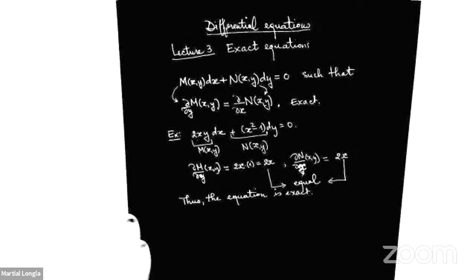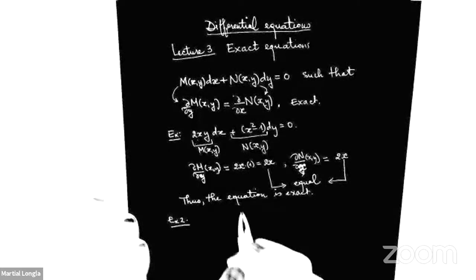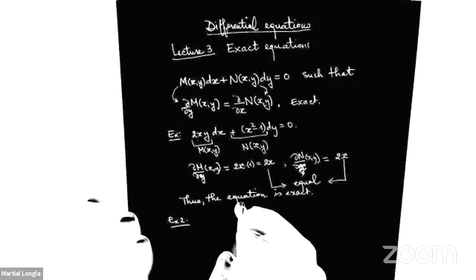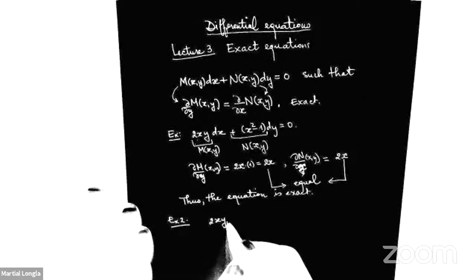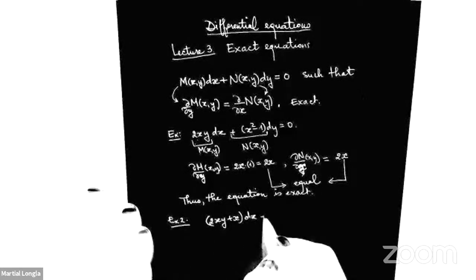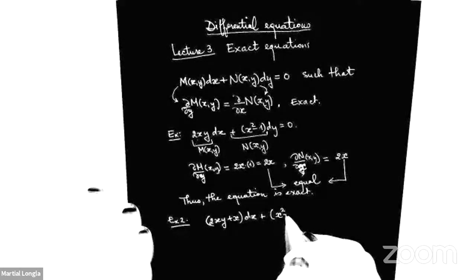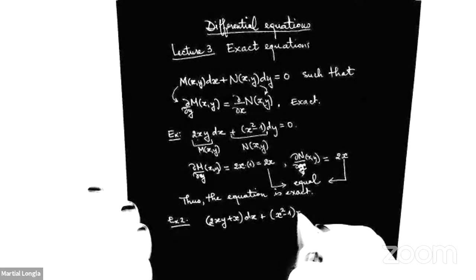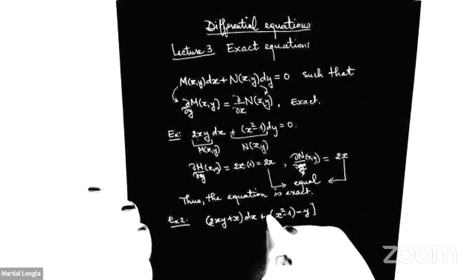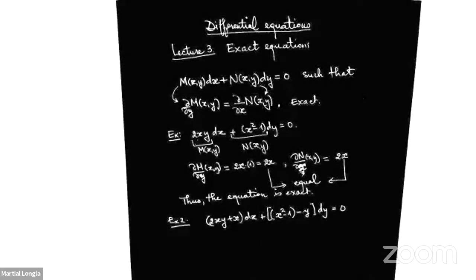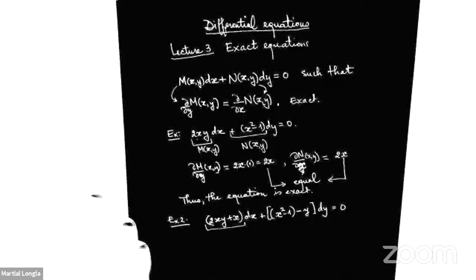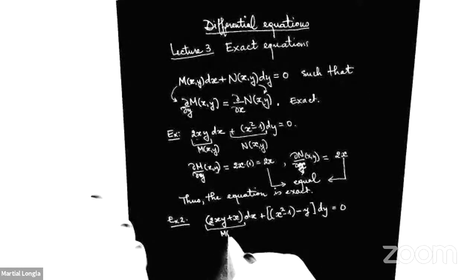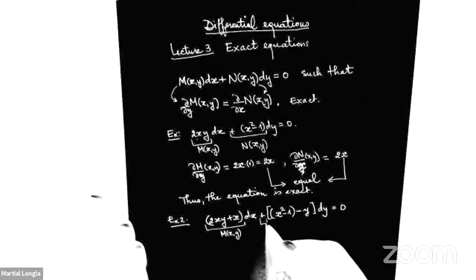All right. Example 2. Let's say we have (2xy + x) dx + (x squared − 1 − y) dy = 0. So in this case, this is m, and that's n.